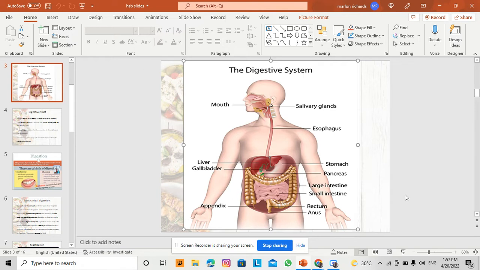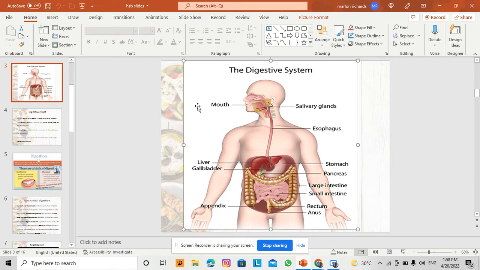Now, when you look at the screen, you will see a human body labeled with a list of names. We have the mouth, the salivary glands, the esophagus, the liver, the gallbladder, the appendix, the stomach, pancreas, the large intestine, the small intestine, the rectum, and the anus. All of that is what makes up the digestive system. So in today's video, we are going to learn how to explain the process of digestion.